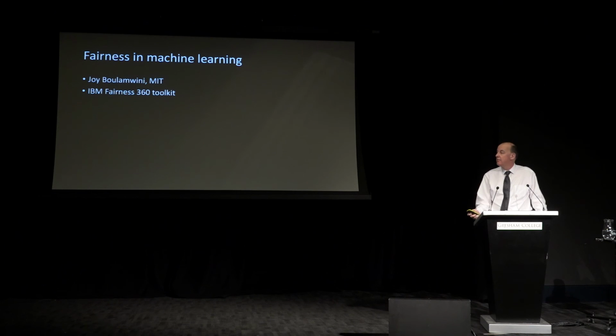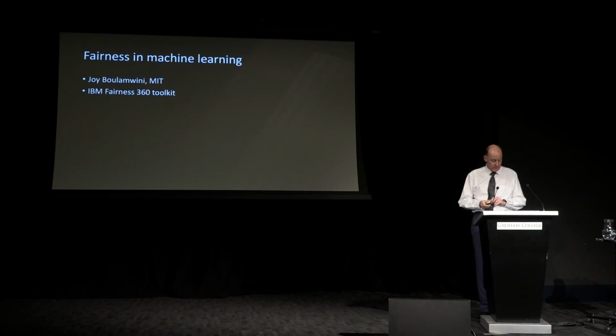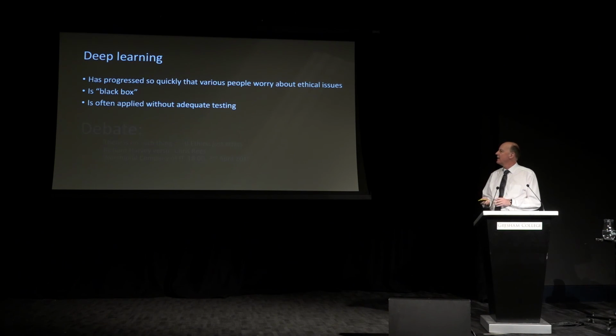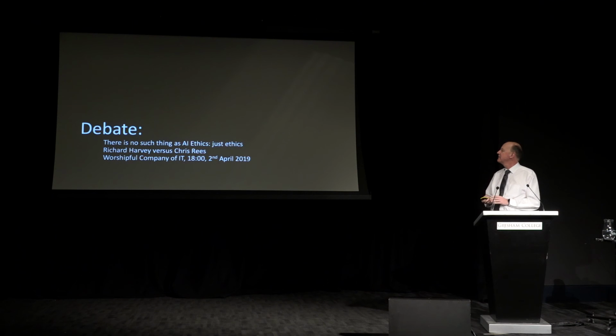There's some early work on this. I'll just call out one of them, the IBM Fairness Toolkit, which is a neat way to try and measure these things. There's also some work on trying to make sure that the learning you're doing is transparent and understandable by humans. That's a very interesting topic, the interplay of deep learning with ethics. For those of you who are interested in it, we can't talk about it today because time is going to press on us. But let me just big up a debate that's going on, sponsored by the Worshipful Company of IT, where we're going to be debating whether there is any such thing as AI ethics, and if there is, what you do about it.